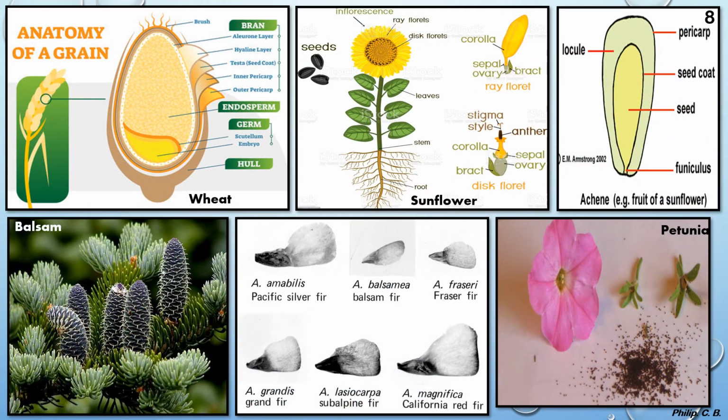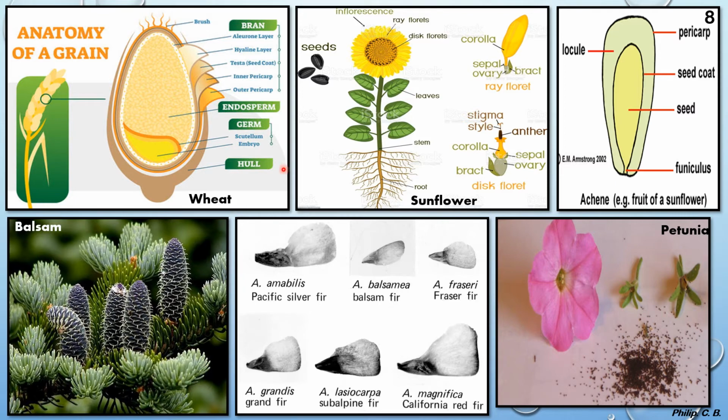Now, as I mentioned, I put all the images of the examples we just read out. Wheat, which all of you have come across in daily life, as we consume wheat a lot. So the anatomy of the grain is given. Just to have a quick glance over the points: brush like border, bran, that is aleurone layer, hyaline layer, testa, that is seed coat, inner pericarp, outer pericarp, endosperm, germ, that is scutellum and the embryo.